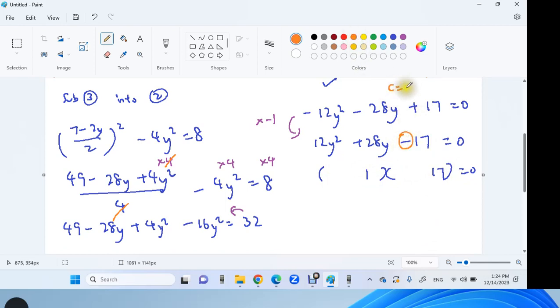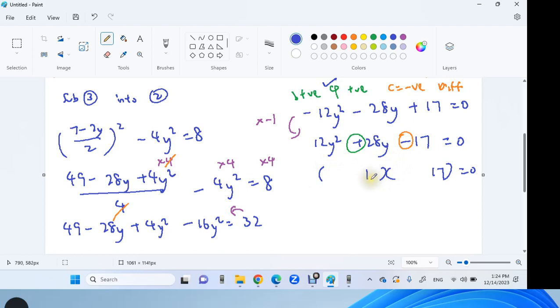C is negative, so it's a different sign. And B is positive, so the larger value is positive. Okay, so for 12 we have the factor pairs: 1 and 12, 12 and 1, 2 and 6, 6 and 2, 3 and 4, 4 and 3, and 2.